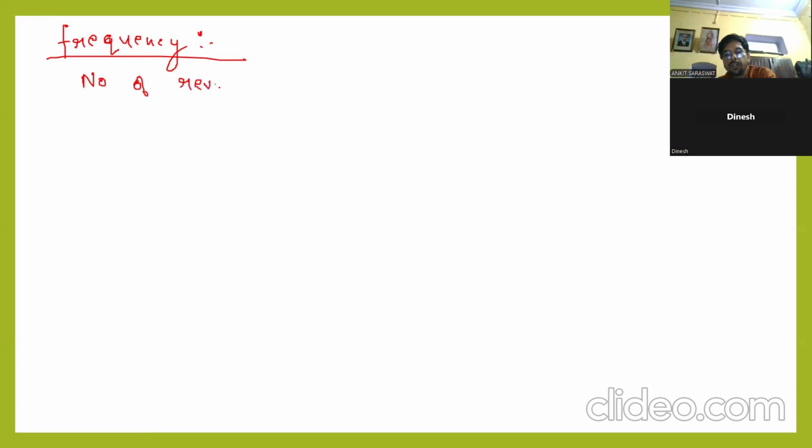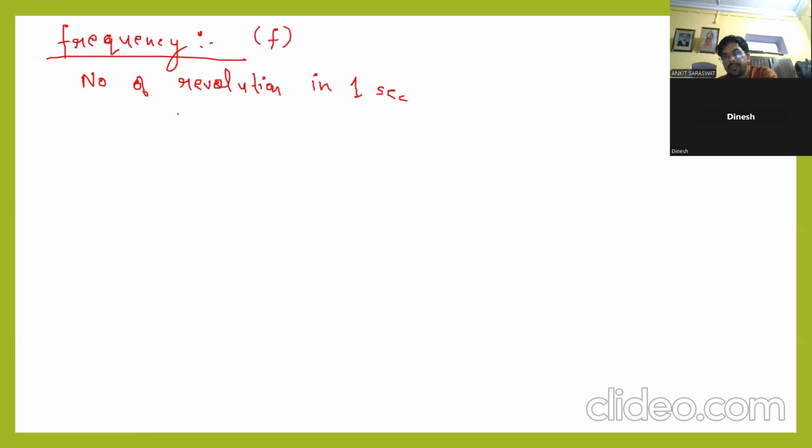Now write down what is the meaning of frequency. Frequency in circular motion. Write down the topic. Frequency means the number of revolutions per second, in 1 second. Clear? That is known as frequency.